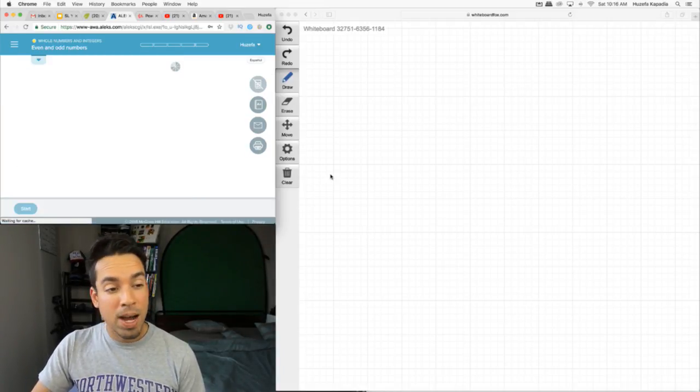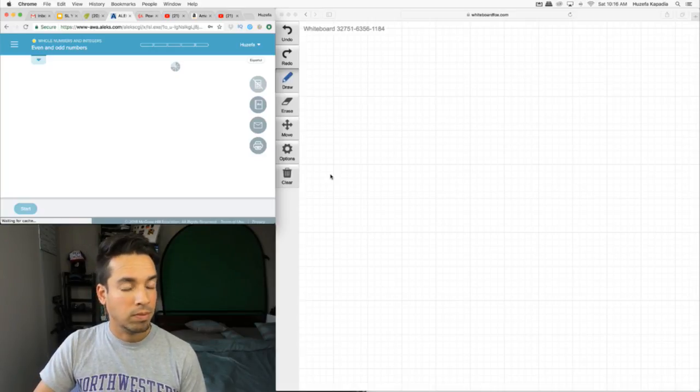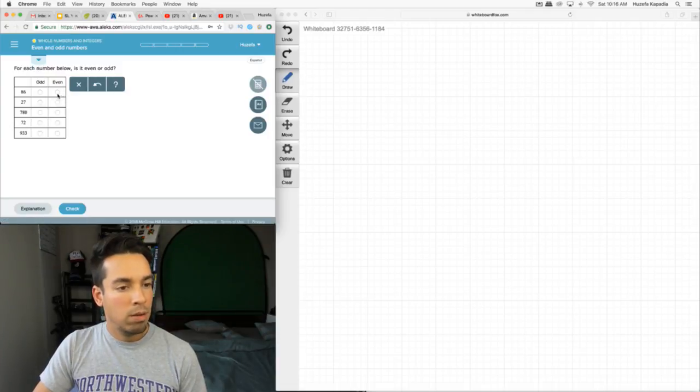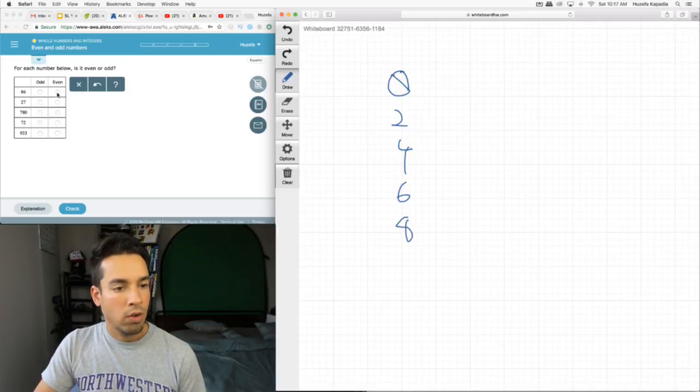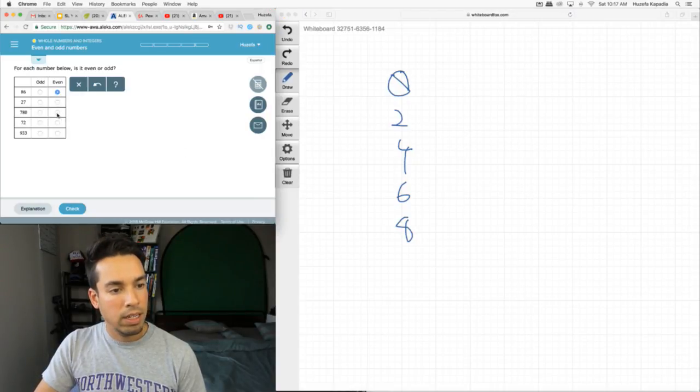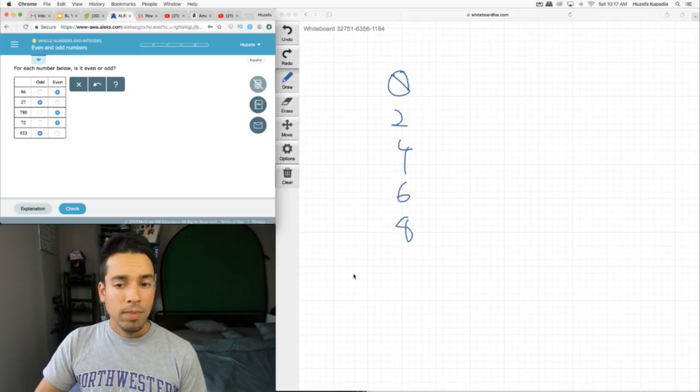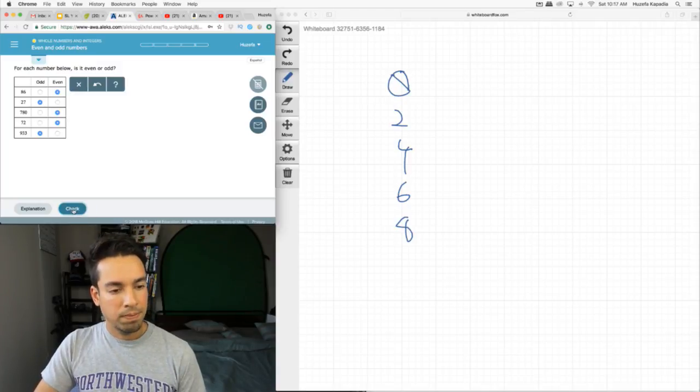We're just talking now about even and odd numbers. So what are even numbers? What are odd numbers? Even numbers are any numbers that end in an even digit. It doesn't matter if it has an odd digit in it. It just has to end in an even digit: 0, 2, 4, 6, or 8. All of these are actually even numbers. So 86 is even, 780 is even, 72 is even. These two are odd because they don't end in these. They end in an odd digit, and that's how we break it down.